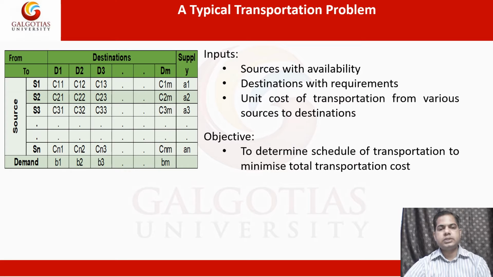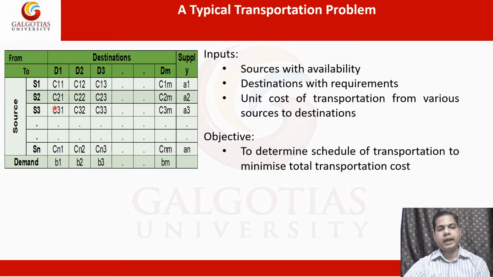Now, this is the structure of a transportation problem, how it looks and what it basically is. Transportation is when we have to transport material from one source to different destinations. In this table, we have different sources and different destinations, and I have to transport the material from the different sources to the different destinations.